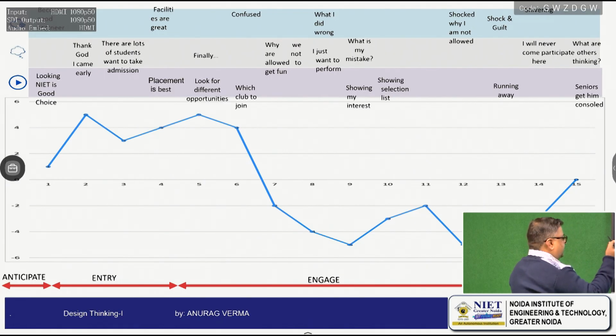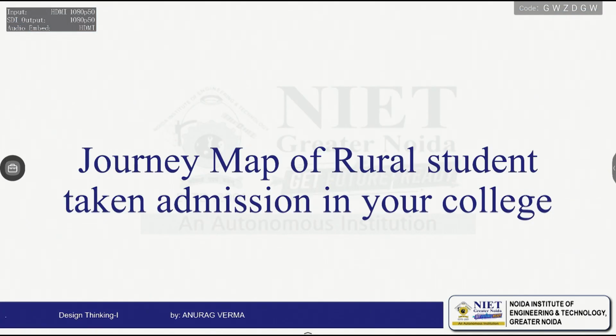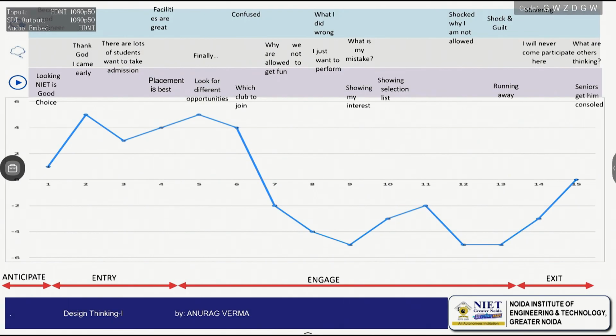Now it starts with the anticipate phase of the journey map, where the student is thinking about taking admission in NIET and wants to become a good engineer. He is having thoughts about taking admission, and he got the admission in NIET, thinking, thank God I came early and got the admission. He is also thinking there are lots of students who want to take admission into NIET, and he got the admission.